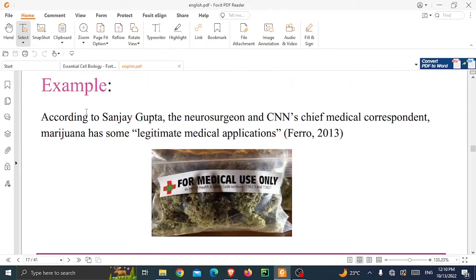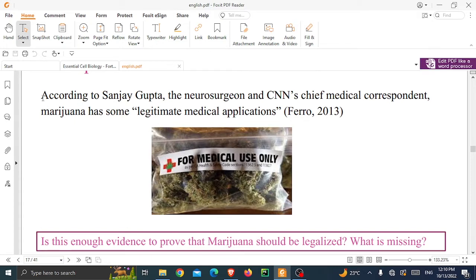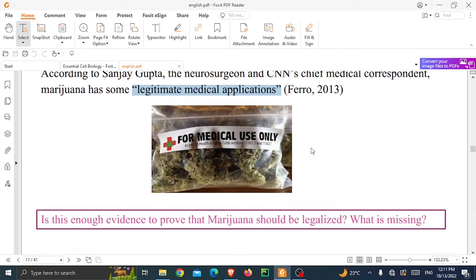That is an example of sufficiency and hasty generalization. And we have the example that the doctor used, where someone says, according to Sanjay Gupta, the neurosurgeon and CNN's chief medical correspondent, marijuana has some legitimate medical applications. That is not sufficient in any way, shape, or form, because a logical audience will want to know what the medical applications are, what the side effects of marijuana are, etc. I need more information to know whether it is actually legitimate to legalize or not.